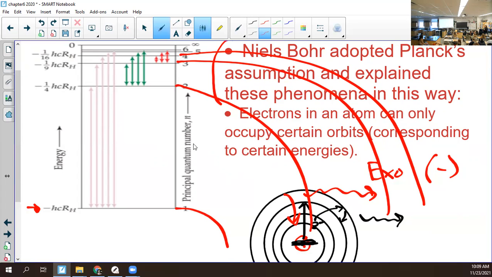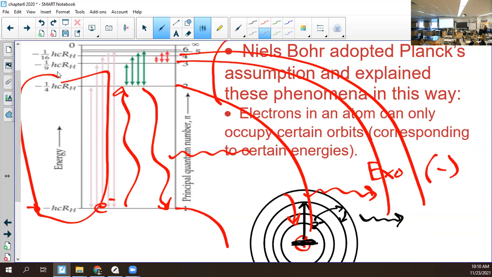All right, now, so what he's saying is an electron can be here. It can go up here, and then it can fall down here, and it would give off energy or light with energy equal to the difference between these two things.